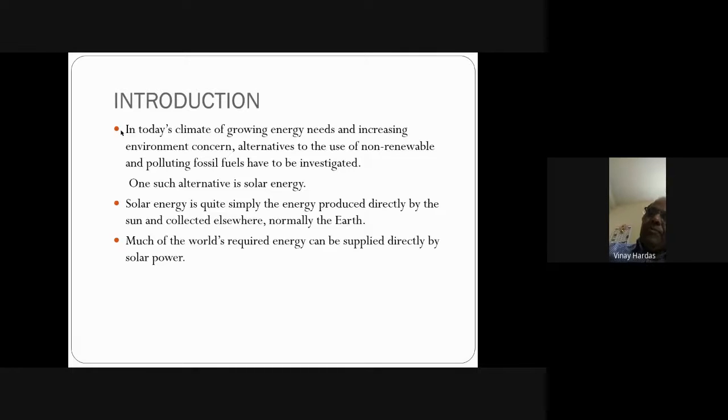Introduction. As we know, we are living in the 21st century, and as humanity evolved over past decades, our growing energy needs have risen to large levels, which led to destruction of the environment, excessive use of natural resources, and pollutant gases in the atmosphere. This will not sustain for future generations to come. So the alternative is solar energy.